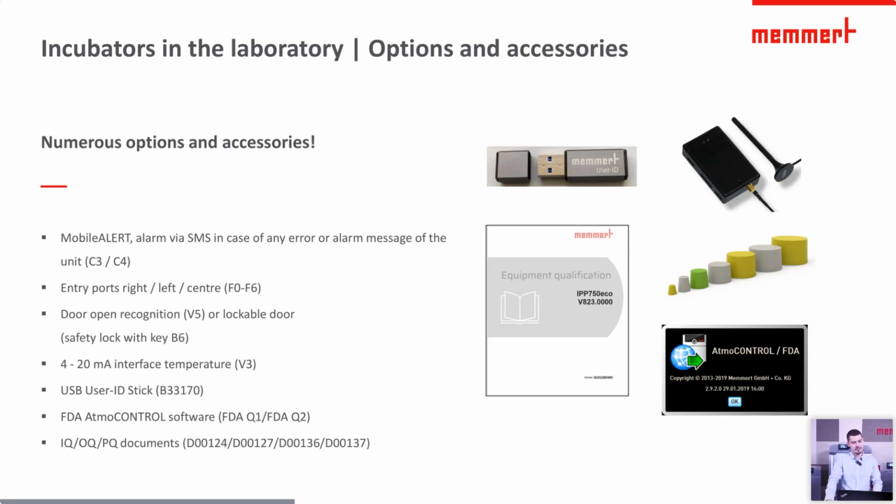There are several types of light modules for the IPP. A door open recognition or lockable doors to prevent any case of malfunction during a program. 4 to 20 milliampere current loop interface temperature. And also software conforming to FDA Atmo control meets the requirement for the use of electronically stored data sets and IQ/OQ/PQ documents, which can be done at our factory site.